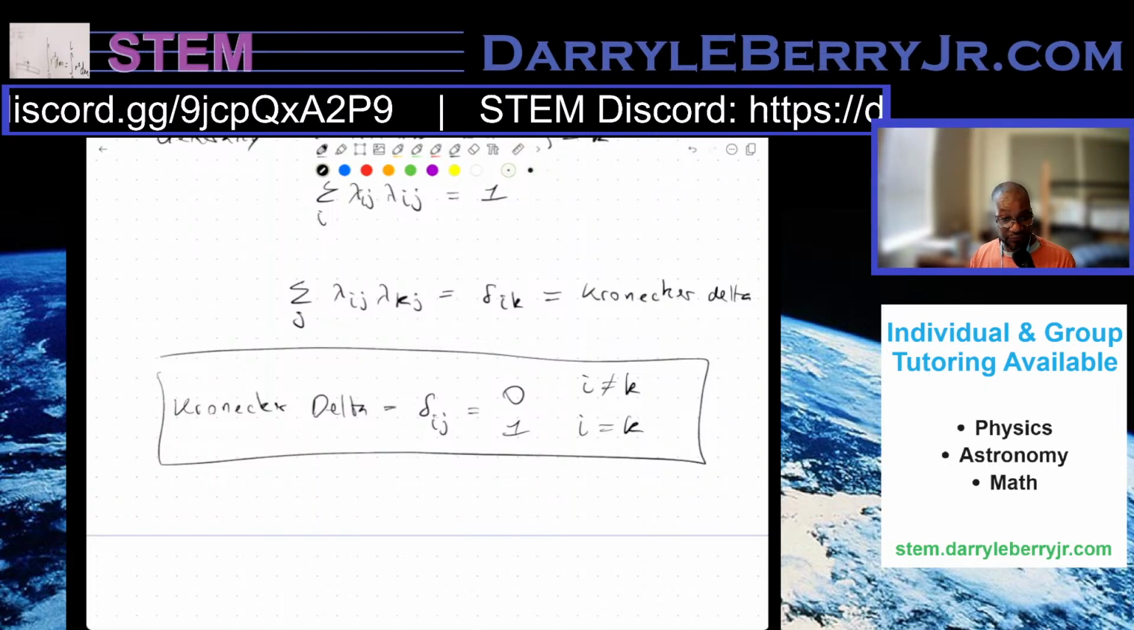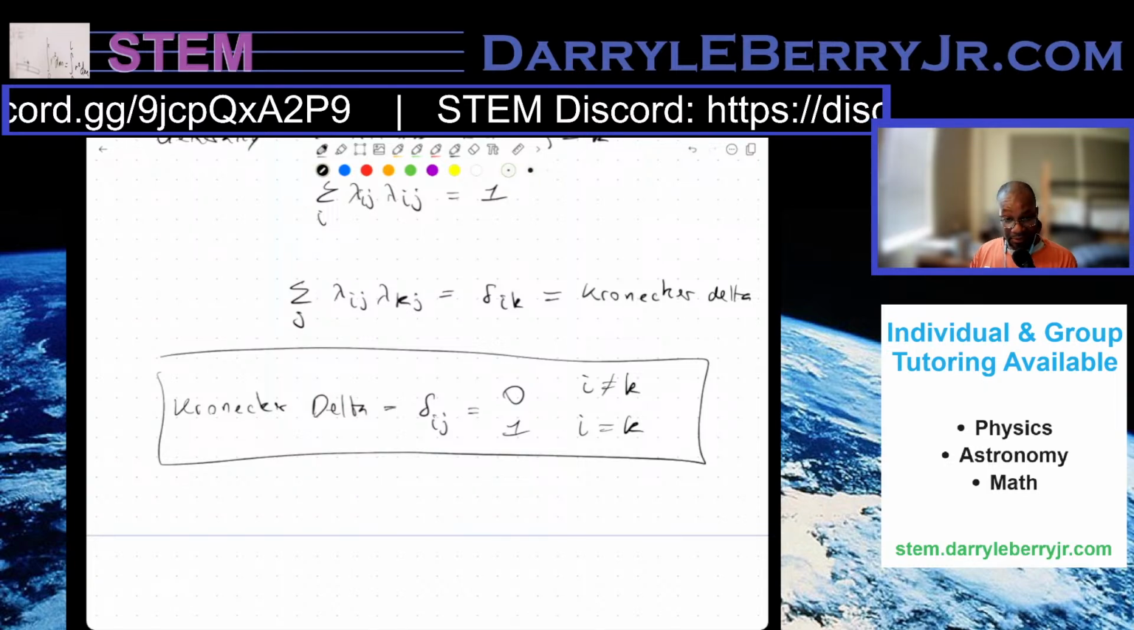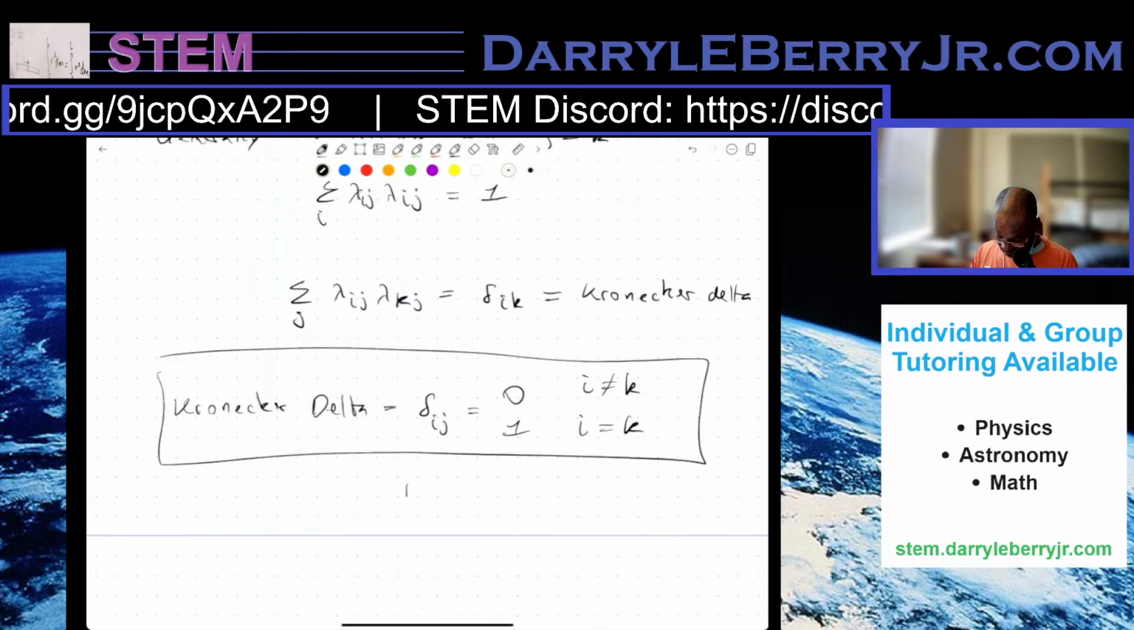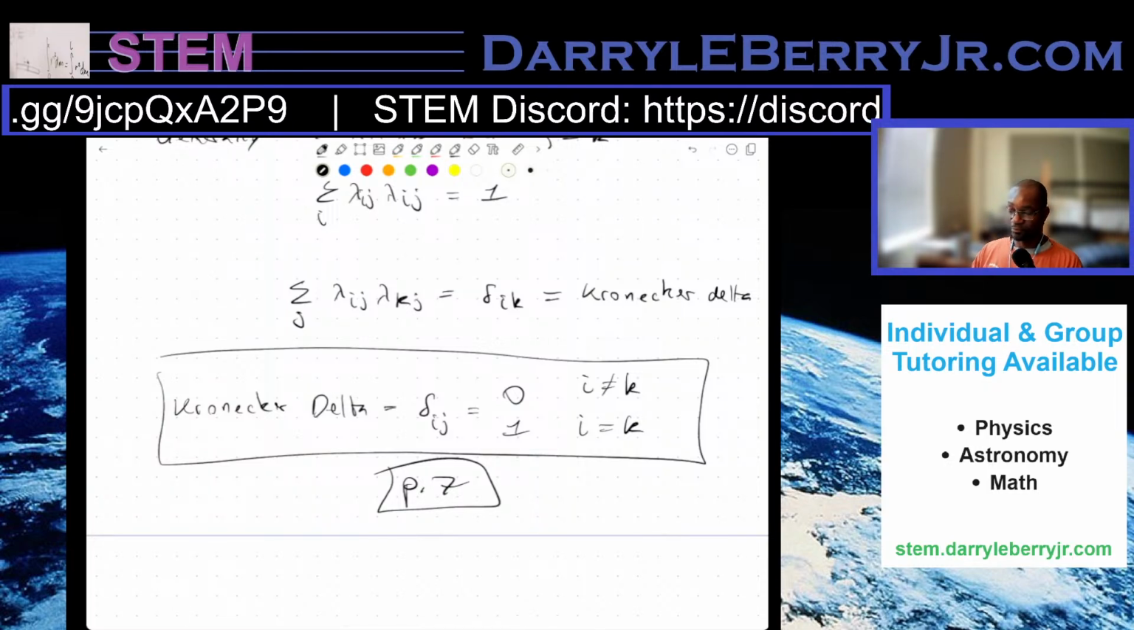We're 45 minutes in. This seems like a good break. We start with the Kronecker delta on page 7. So I'll be back later or tomorrow, and we'll continue from here.